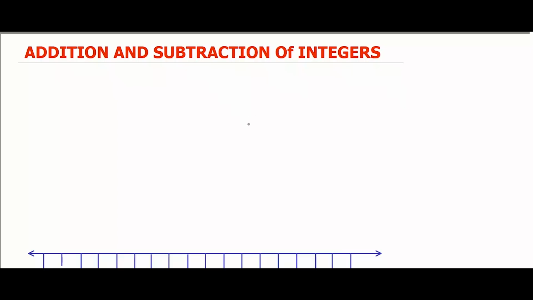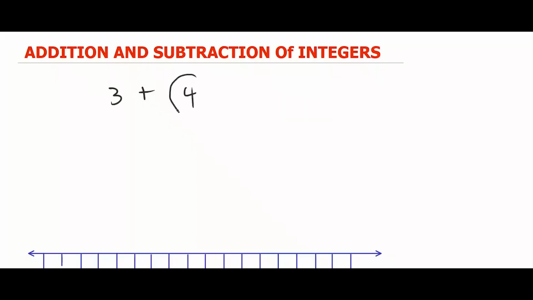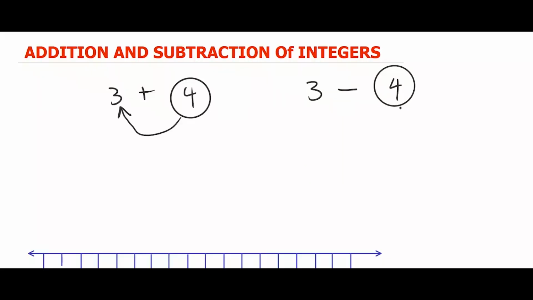Take for instance, if you have 3 plus 4. In this case, you are adding a positive integer to this number. And also, if you have 3 minus 4, in this case, you are also subtracting a positive integer from this number. That is the first category.